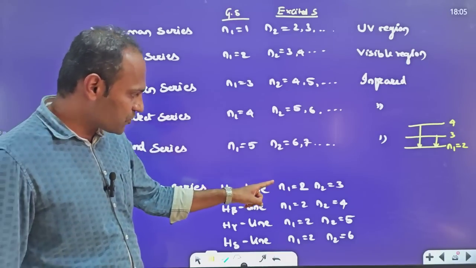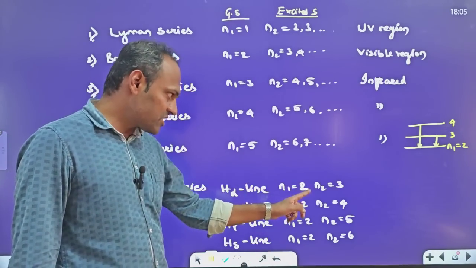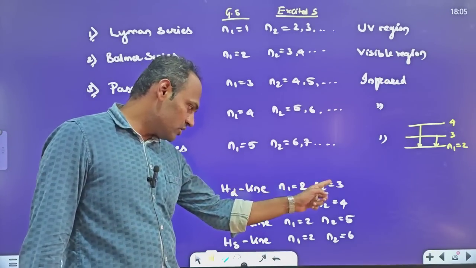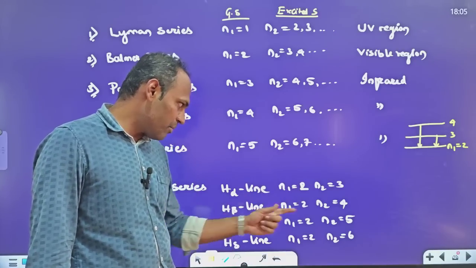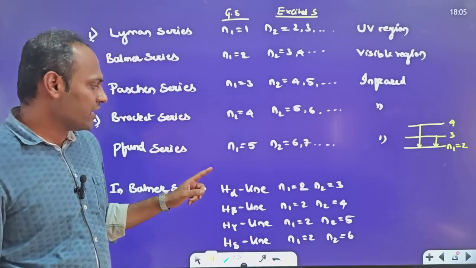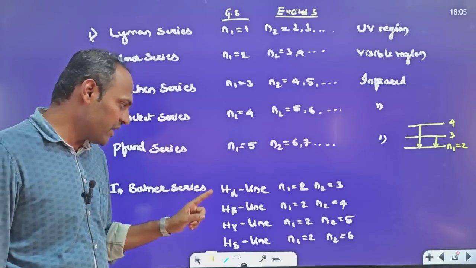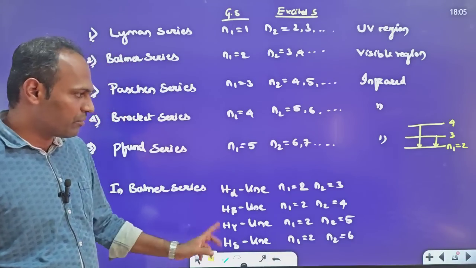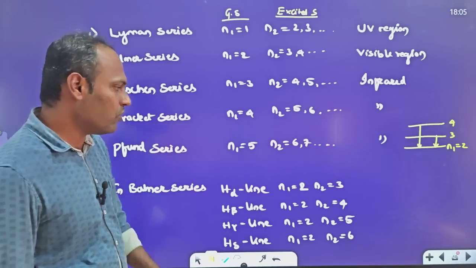So ground state is fixed. n1 is equal to 2. Excited state for H alpha is 3, for H beta 4, for H gamma 5, for H delta 6. So the first member of Balmer series is H alpha, second member is H beta, third member is H gamma, fourth member is H delta. Correct? Like this we have to take it.